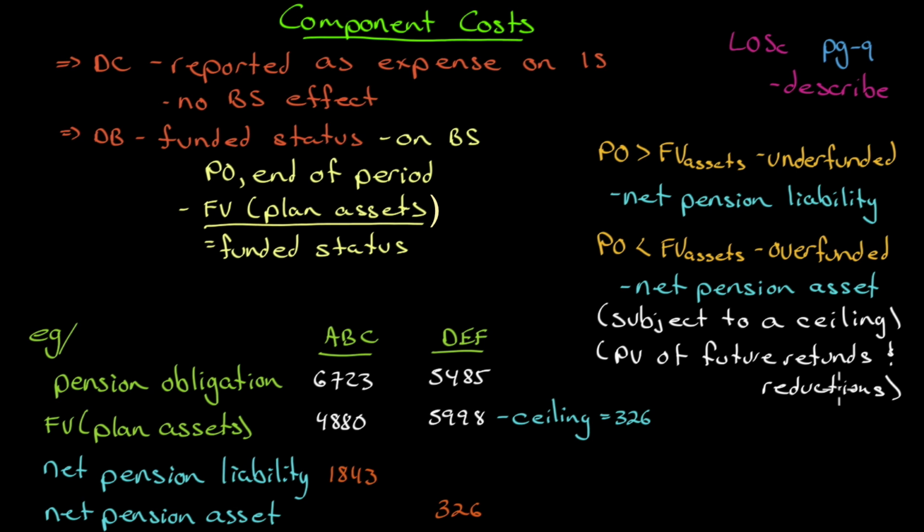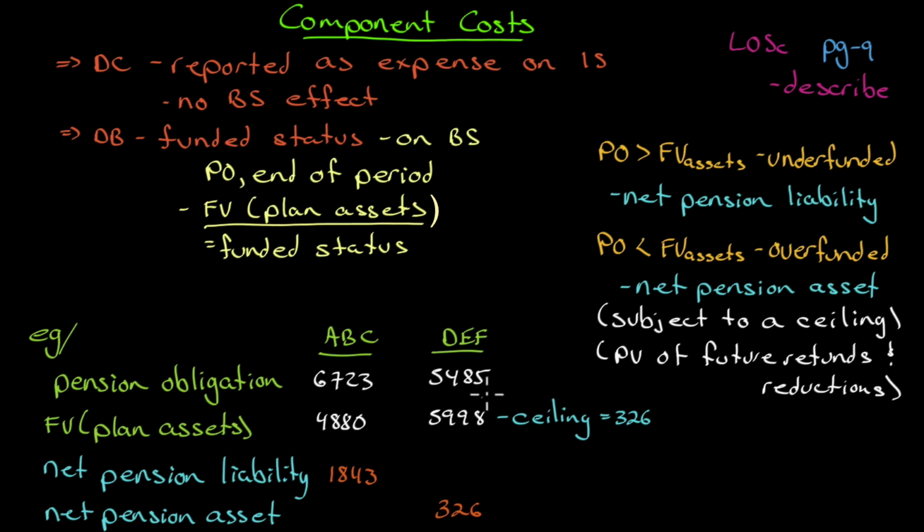So to give you an idea how that looks, let's take two companies, ABC and DEF. Look at their pension obligation and the fair value of their plans. ABC is 6723 and 4880. We can see their pension obligation is greater than the fair value of their plans. That would give them a net pension liability of 1843. That's straightforward.